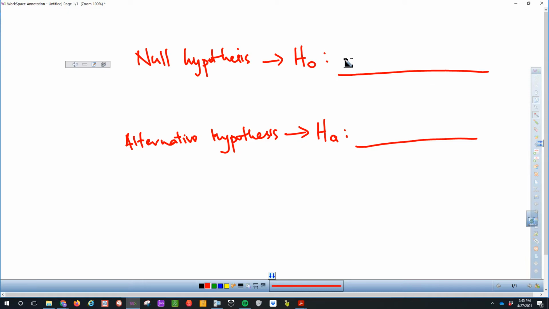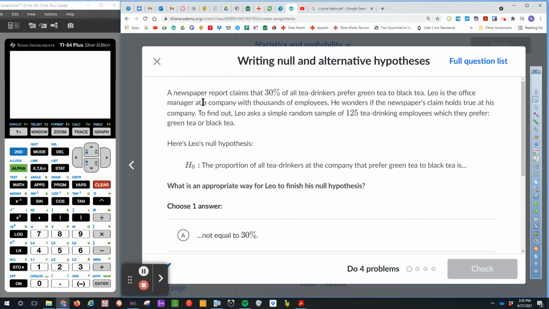So usually you need to read the question. So here, let's read the question. A newspaper report claims that 30% of all tea drinkers prefer green tea to black tea. I actually love green tea. Leo is the office manager at a company with thousands of employees. He wonders if the newspaper's claim holds true at his company. To find out, Leo asked a simple random sample of 125 tea drinking employees which they prefer. Do they prefer green tea or black tea?